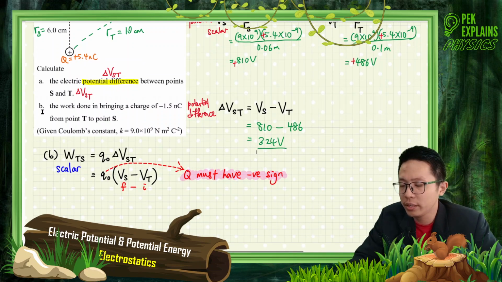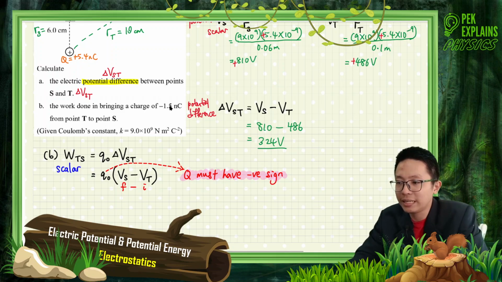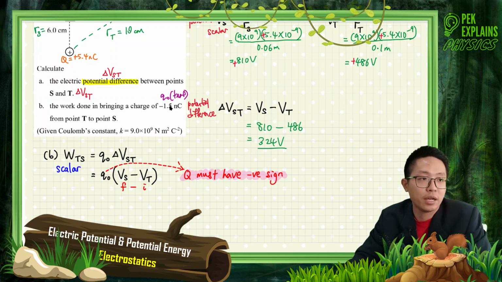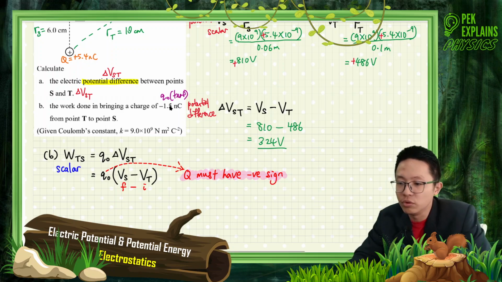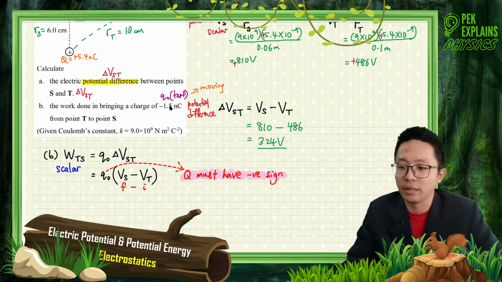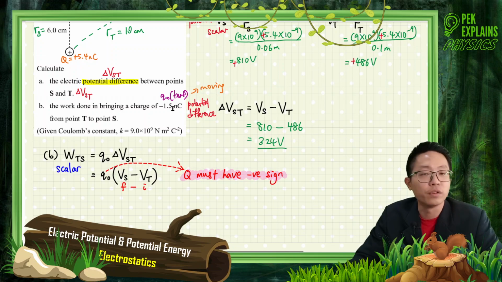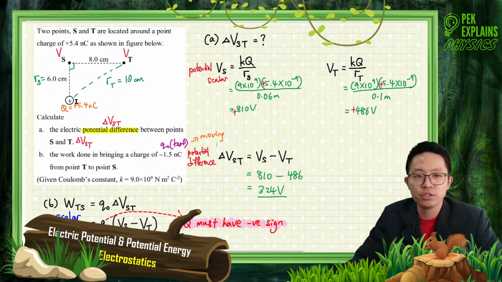Second question. What is the work done in bringing the charge of negative 1.5 nanocoulomb from point T to point S? Now, in bringing this charge, it is moving, isn't it? This charge which is moving is actually the test charge. Normally, the test charge is the one that moves around. The point charge doesn't move.